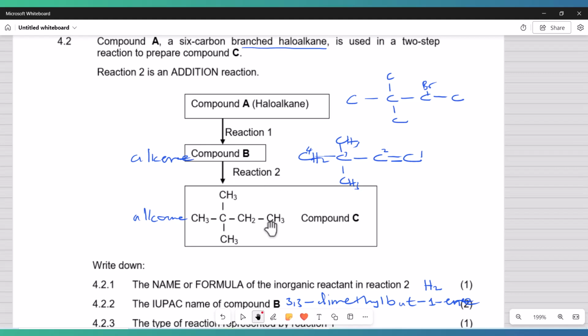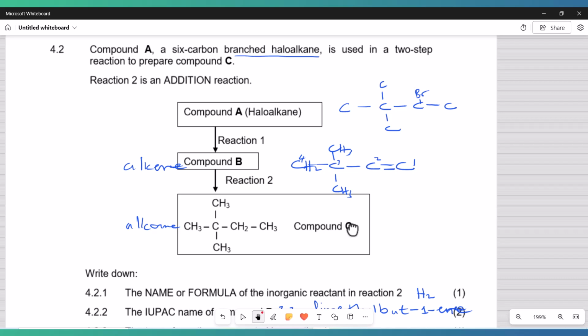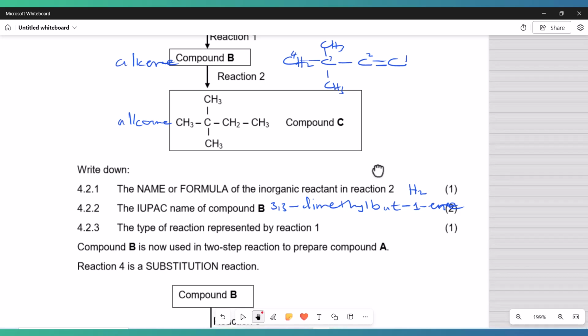Next question. They ask for the type of reaction in reaction 1. Now, I was having a halogen in my haloalkane, but now it's not there anymore. I have removed the halogen together with one of the hydrogens which was here. So I am eliminating HBr, so I can say dehydrohalogenation, or I can say it is elimination. So reaction 1 must have been an elimination reaction, or I can call it dehydrohalogenation, where I am eliminating HBr.